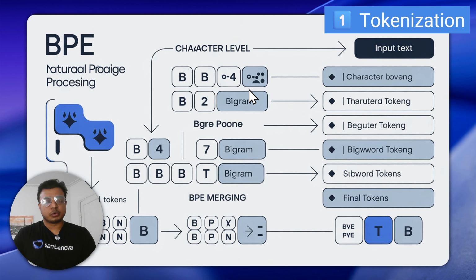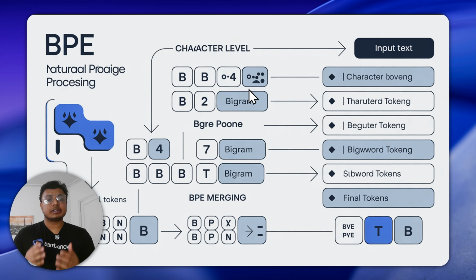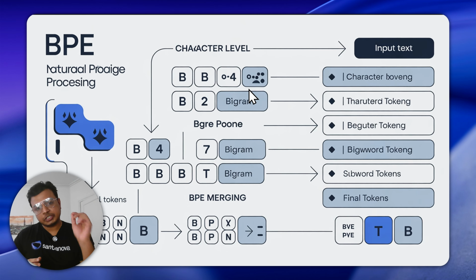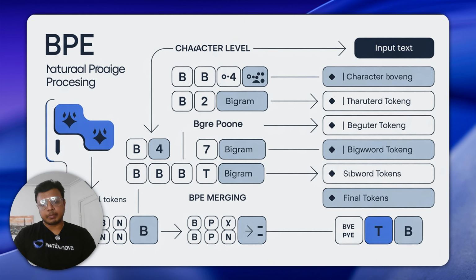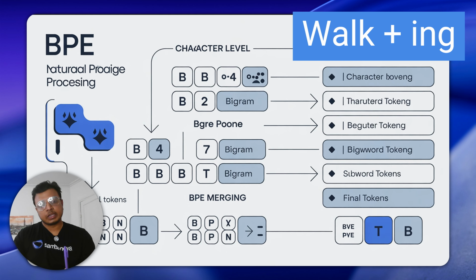Concept 1. Tokenization. So AI models don't understand text the way humans do. They can't read words directly. So we translate language into numbers. A tokenizer breaks text into small pieces called tokens and maps each token to an integer ID. The most common method is byte pair encoding, BPE. It starts with small units like characters and repeatedly merges the most frequent pairs. And that's why walking often becomes walk plus ing. And from here on, everything becomes math.